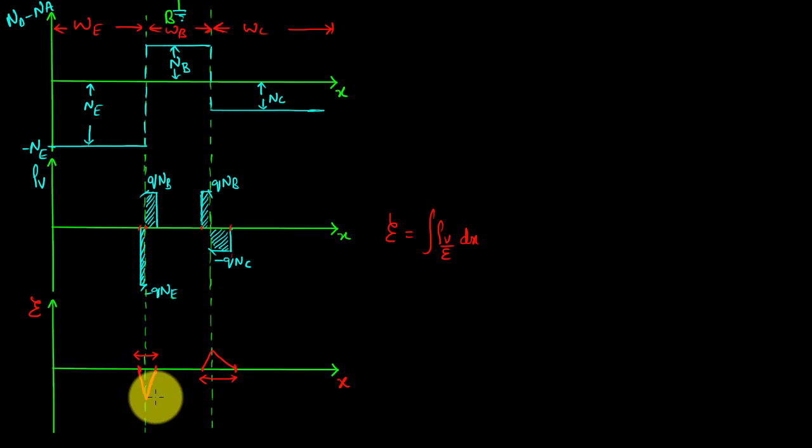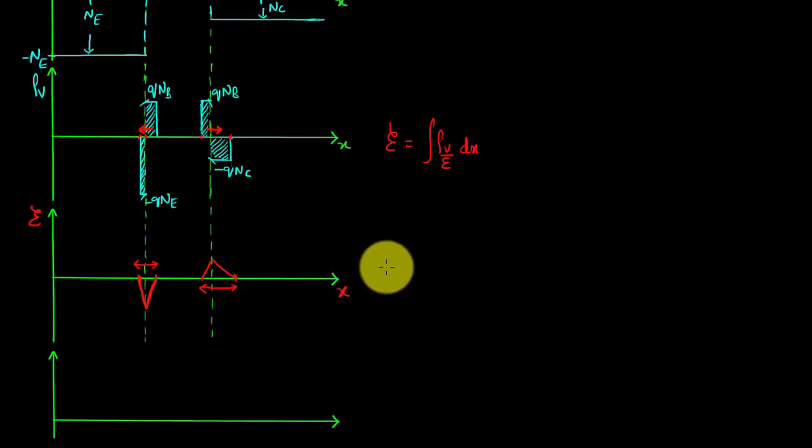Here electric field is negative, indicating that electric field is in minus x direction. That is very clear because this is positive charge, this is negative charge. Electric field would be from positive charge to negative charge. And here electric field is positive, which means electric field is in positive x direction, which indicates from positive charge to negative charge electric field is directed.